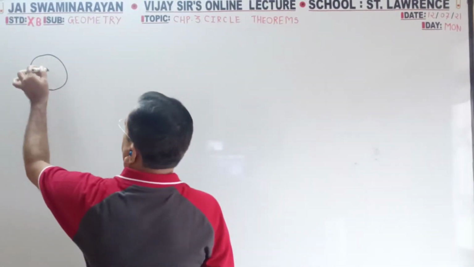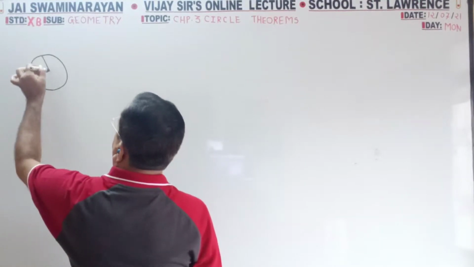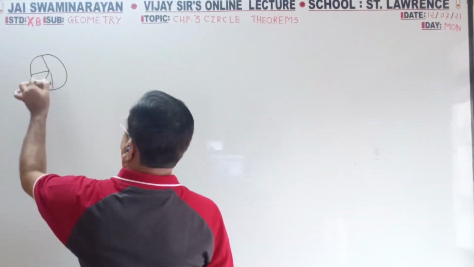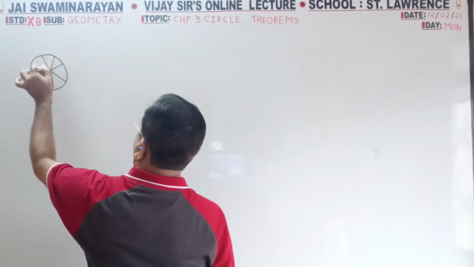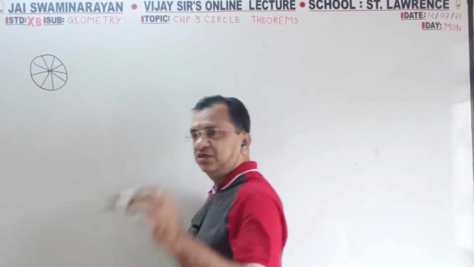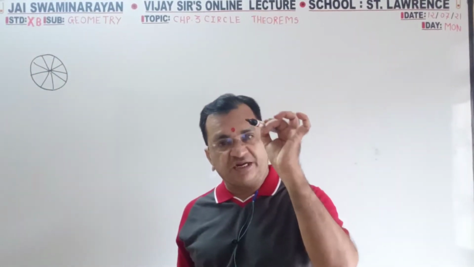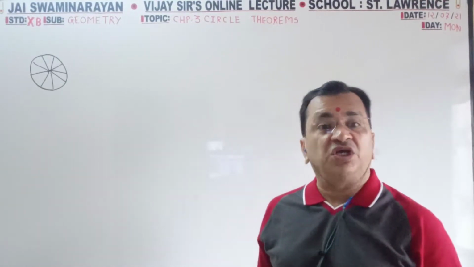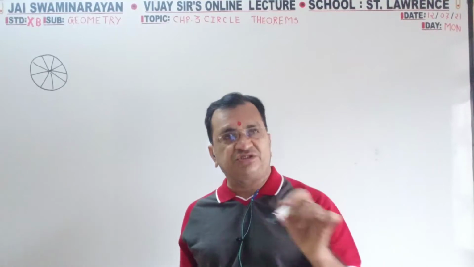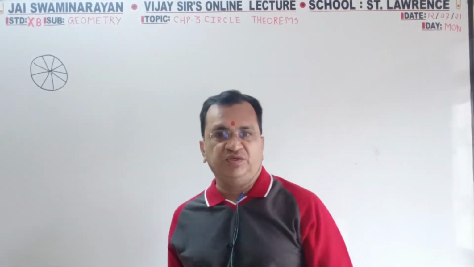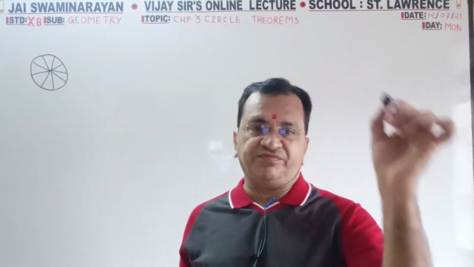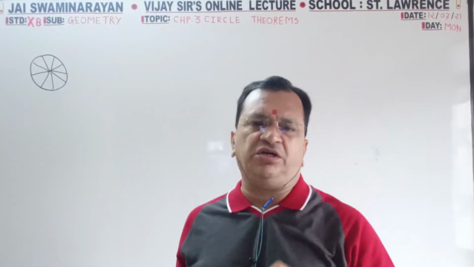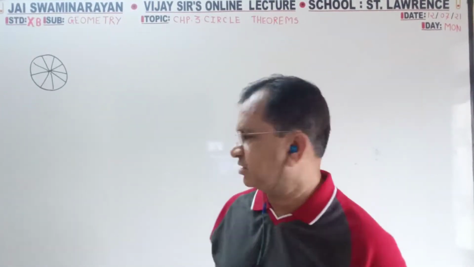From a point, suppose it is 3 centimeters, 3 centimeters, 3 centimeters. A set of points which are equidistant from a single point. That single point is the center, a fixed point. Set means the combination of all those points, which form a circle.